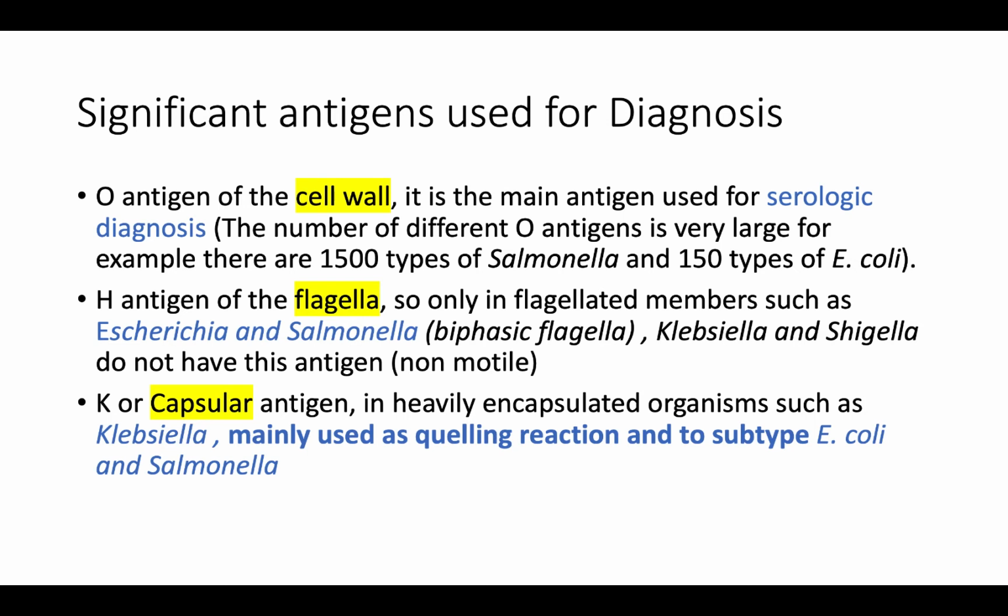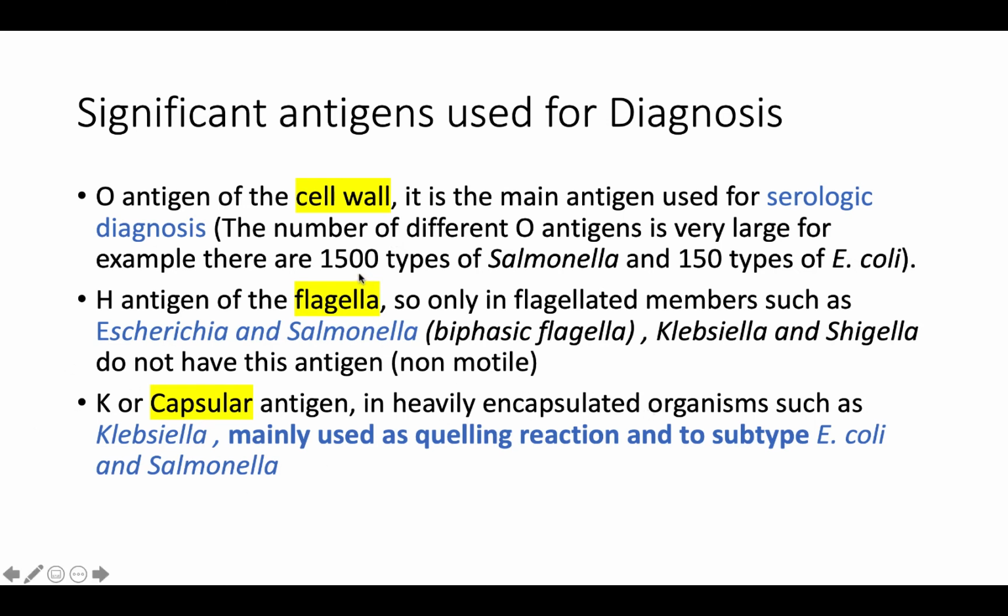O antigen is the cell wall antigen. Usually in serology we use the O group. So serologic diagnosis usually uses the O antigen in the cell wall. There are a number of different O antigens used for many organisms.